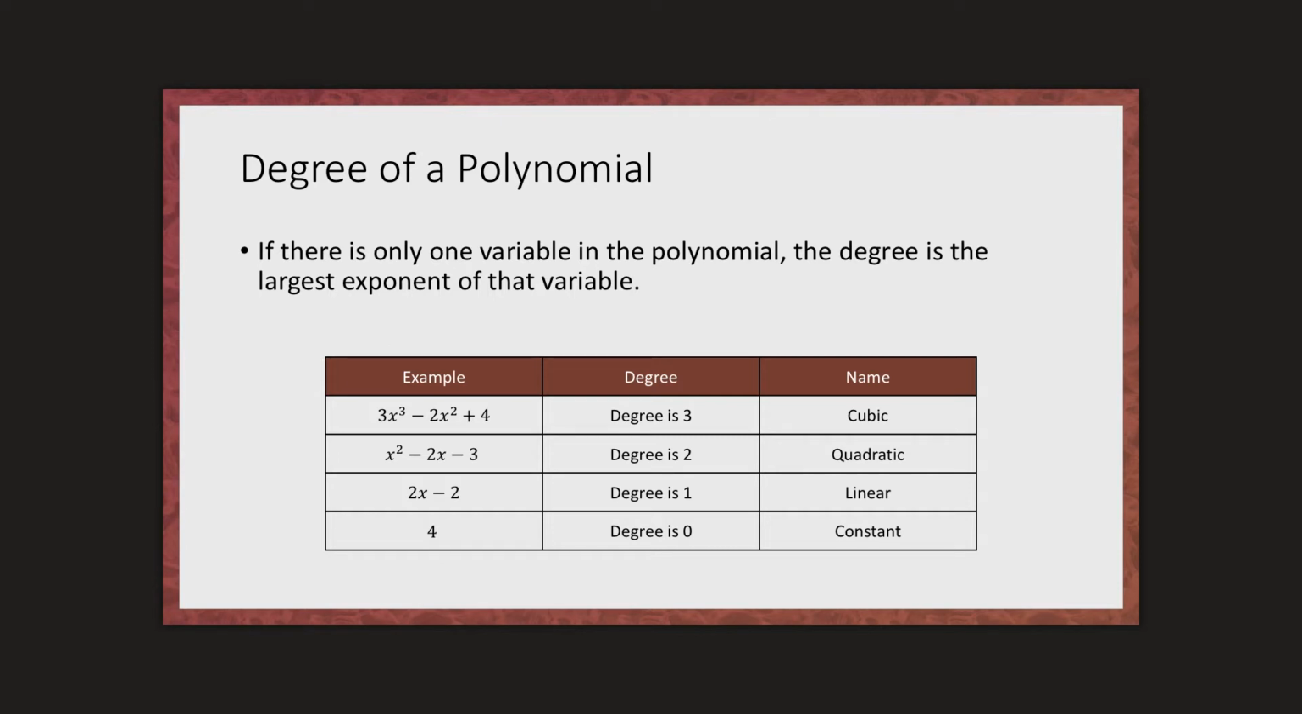Now, when you have a degree of 3, you are considered to have a cubic function. When your degree is 2, you have a quadratic function. When your degree is 1, or there is no exponent other than just the 1, you have a linear function. And if there's no variable whatsoever, you have a constant function. All of those names will be very important when we start graphing these.